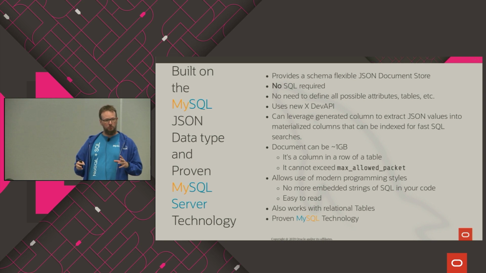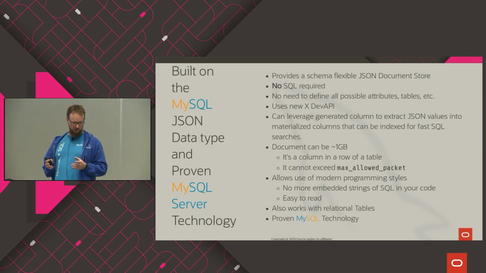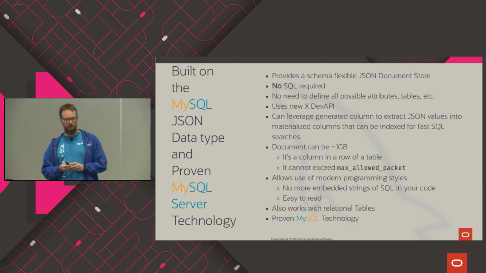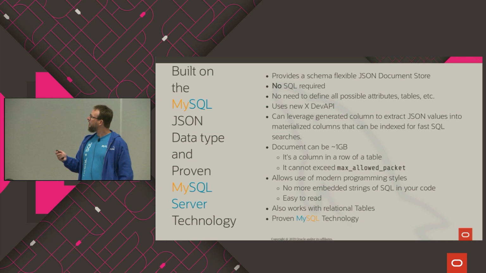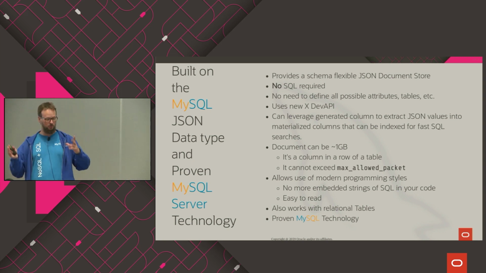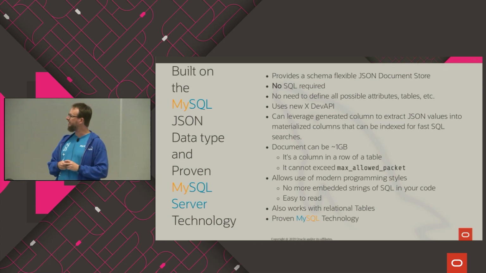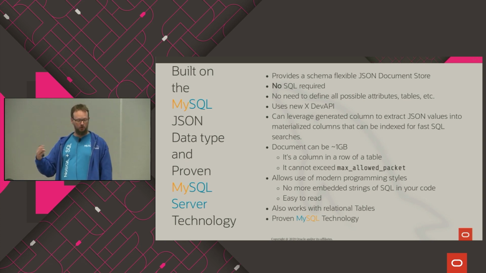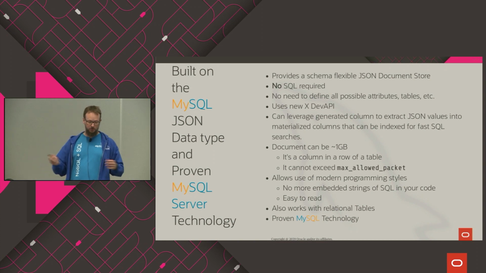Of course, we built the Document Store around the JSON data type, but also around the MySQL server that everybody knows and that is a really proven technology, right? So with the JSON data type and in the Document Store, we have this flexible schema JSON document. We can store all the documents we want without having to care about our data's structure. No SQL is required, so you don't need to know SQL. You can just store and retrieve documents, objects, however you want. You don't need to define any attributes.